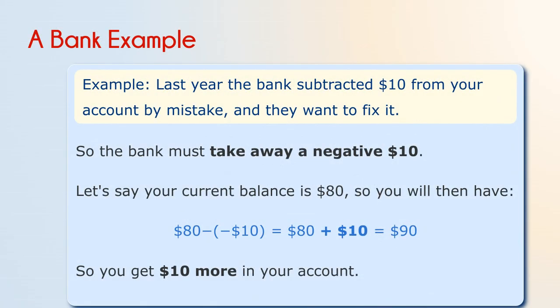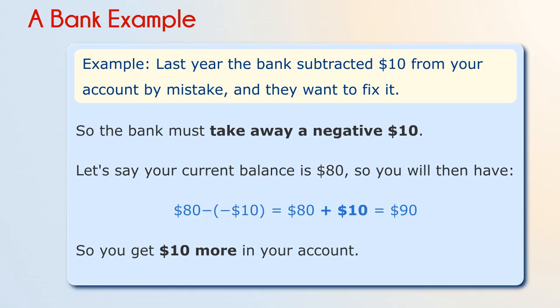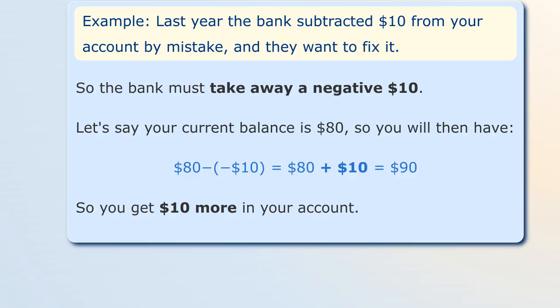Example. Last year the bank subtracted $10 from your account by mistake, and they want to fix it. So the bank must take away a negative $10. Let's say your current balance is $80, so you will then have $80 minus minus $10 equals $80 plus $10 equals $90. So you get $10 more in your account.